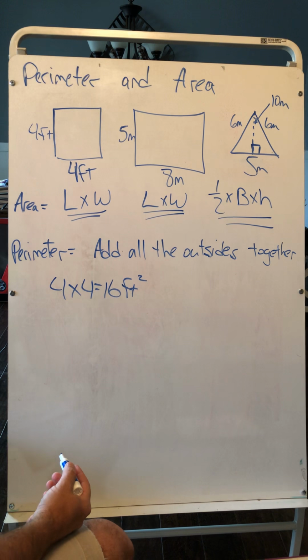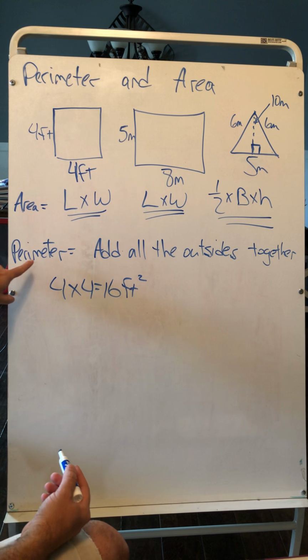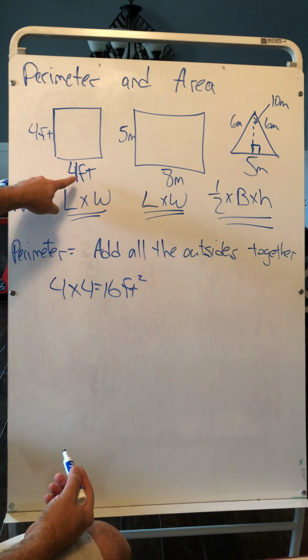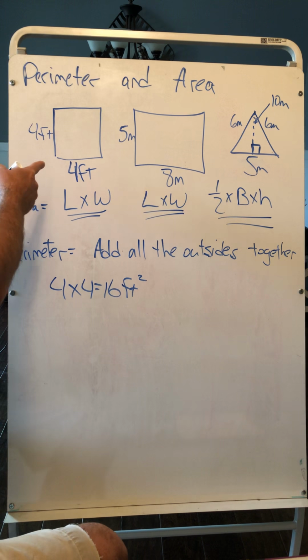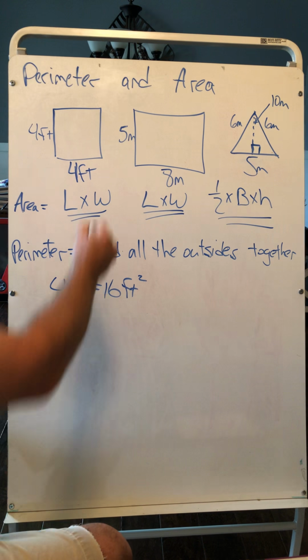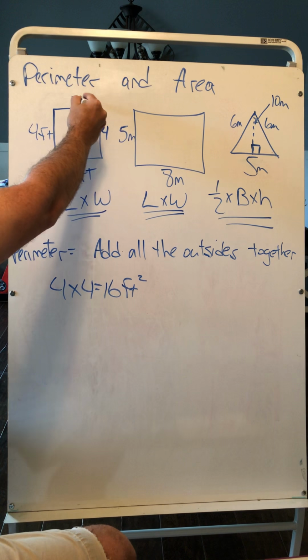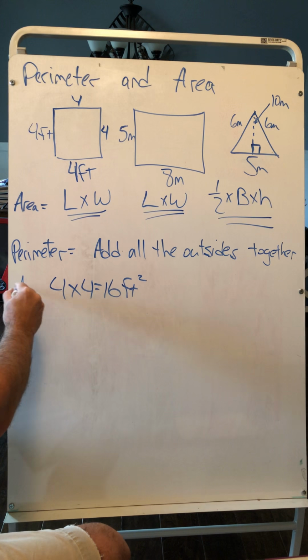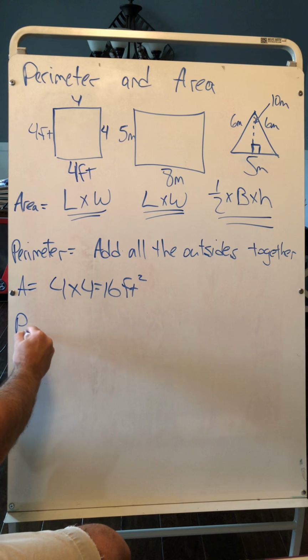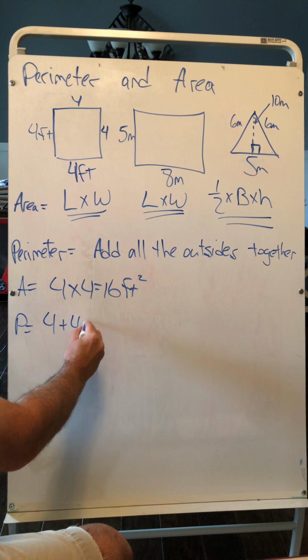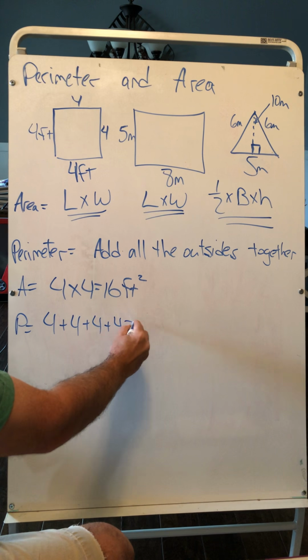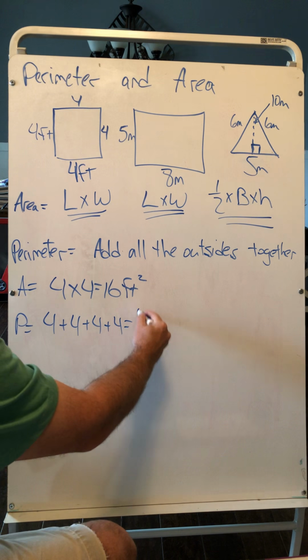Now when we do perimeter, we're going to add up all the sides. But they didn't give me all the sides, did they? But what's special about a square? All of your sides are the same. So this is area, and perimeter equals 4 plus 4 plus 4 plus 4, and that gives you 16.